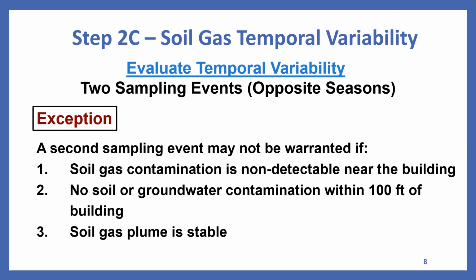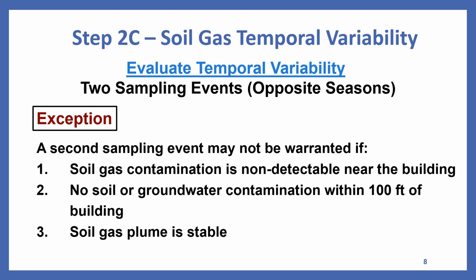Contaminant plume migration and seasonal factors, such as weather conditions, groundwater levels, soil temperature, and soil moisture, can cause significant temporal variability in soil gas concentrations. When risk calculated from a single sampling event is below the points of departure, at least one additional sampling event is recommended before concluding that subsurface contamination is unlikely to pose a health risk.